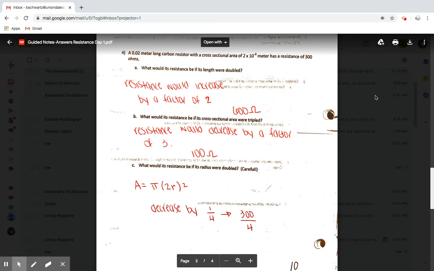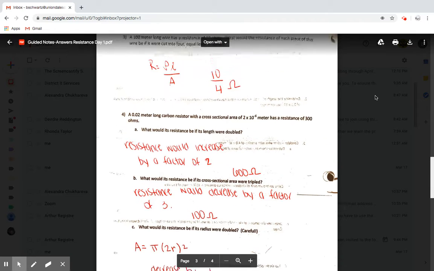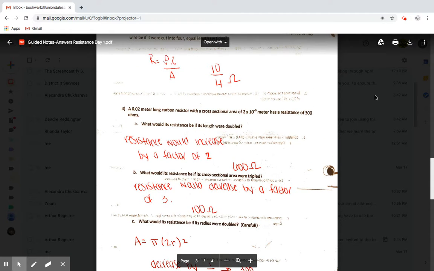For letter B, what would its resistance be if its cross-sectional area were tripled? Well, if I look back at my formula, R equals rho L over A, if my area is tripled, that means that my resistance and my area have an inverse relationship. They're on opposite sides of the equal sign. Resistance is in the numerator, area is in the denominator. So if my area triples, opposite would be for my resistance. So my resistance must decrease by a factor of 3. So 300 ohms divided by 3 gives me 100 ohms as my answer.